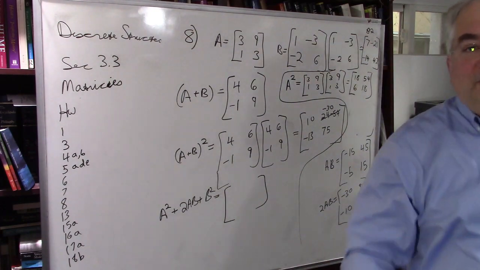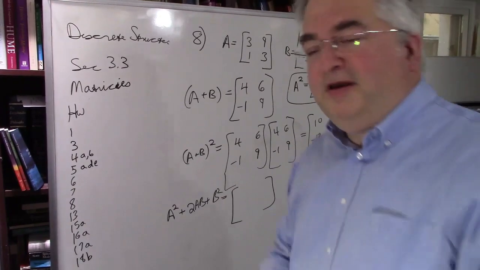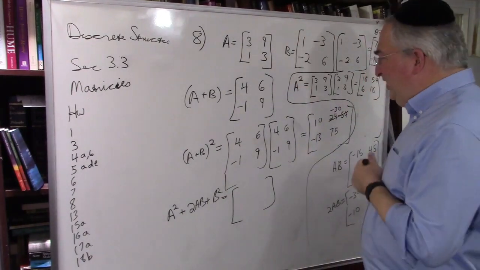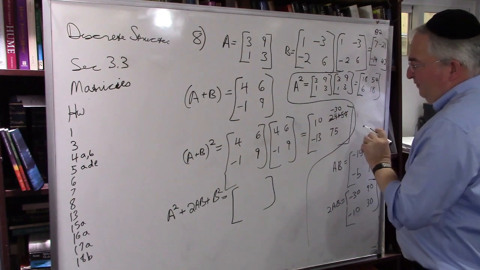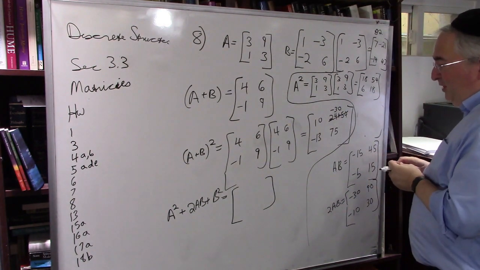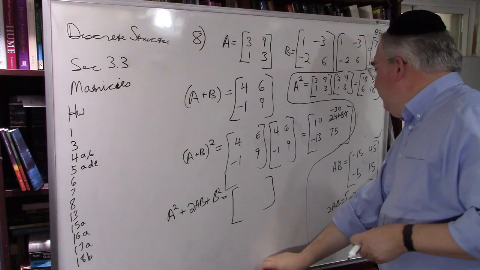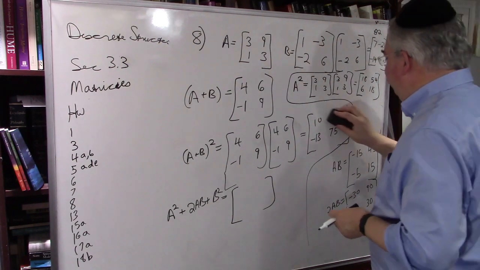This is too embarrassing. Sorry, sometimes you make mistakes. Anyways, so here's one mistake I made. This is 24 plus 54. 24 plus 54 is 78.